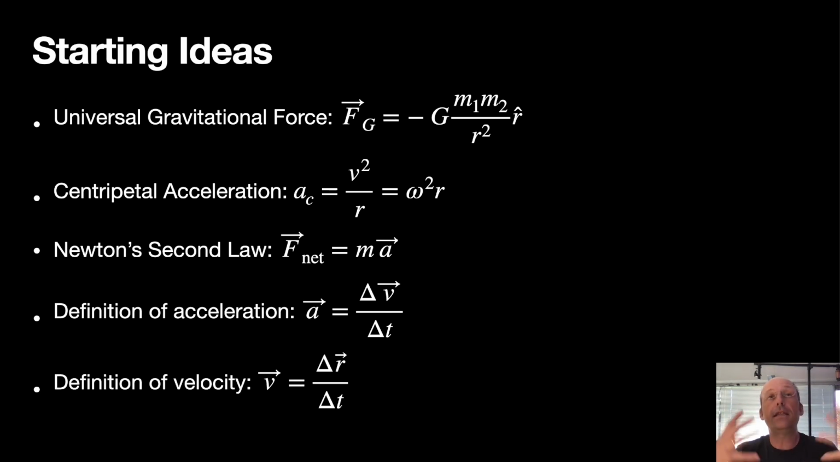And then finally, the definition of velocity. This is technically the definition of average velocity. It's the change in position, we use the position vector r, divided by the change in time.